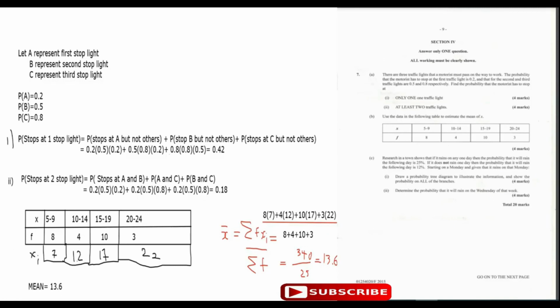Now part C. Part C says, research in a town shows that if it rains on any one day, then the probability that it will rain the next day is 25%. So if it rains on one day, we're going to start with rain. If it rains today, the chance it rains the next day will be 25%. So we have rain, then given that it rained, the chance that it rains the next day.